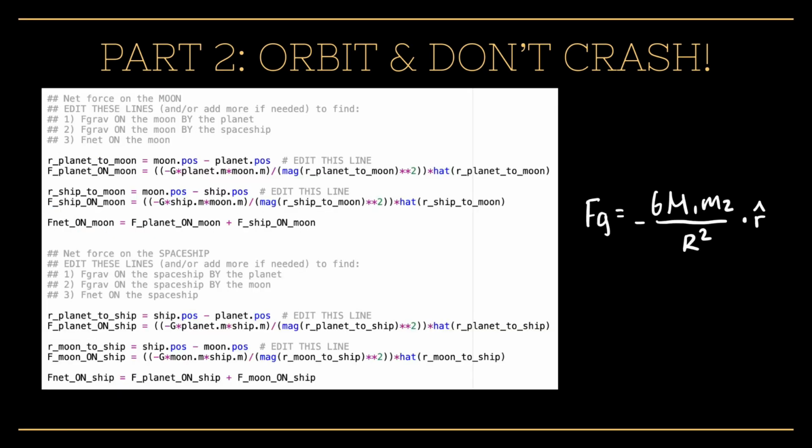Once those initial conditions were set up, I first created position vectors for the planet to the moon, as well as the planet to the ship, the ship to the moon, and the moon to the ship. And then once we did this, we were able to use the law of universal gravitation and multiply that by the position vectors that were found to find all of the forces on the moon, which is going to be the force from the planet and the ship, and all the forces on the ship, which is going to be from the planet and the moon. And when you add them together, you're able to get the overall net force on the moon and the overall net force on the ship.